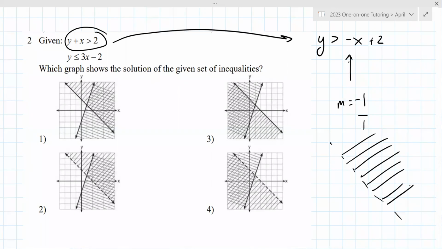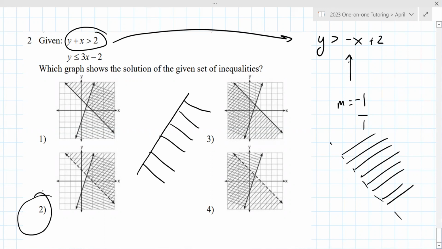And then you got to look at the other one. The other one is a line that goes up and to the right, which they both do. And you're shading. It's number 2, because in number 1, both of them are bold. Okay.